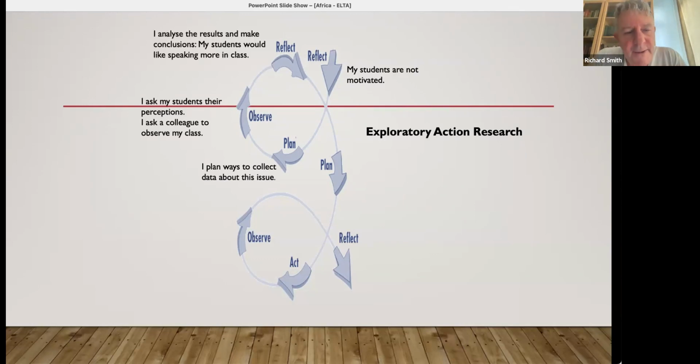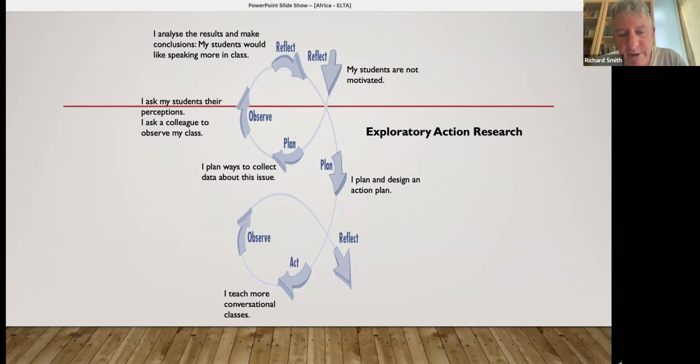So this teacher analysed the results and made conclusions. My students would actually like speaking more in class. That's what the students were saying. And so the teacher planned and designed an action plan based on students' perceptions. They decided to teach more conversation in the class, teach more oral things in the class.